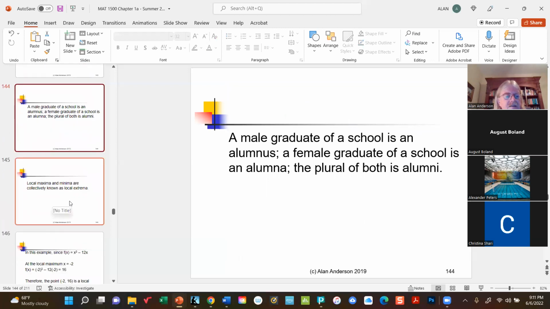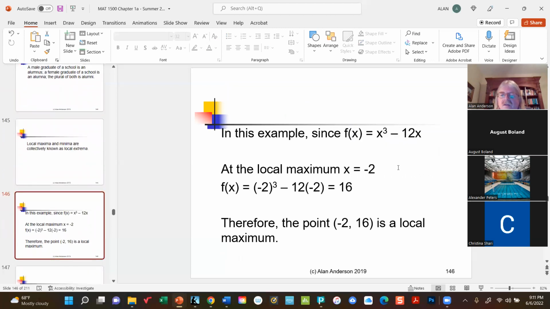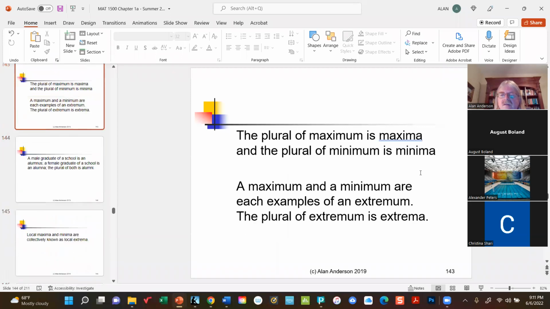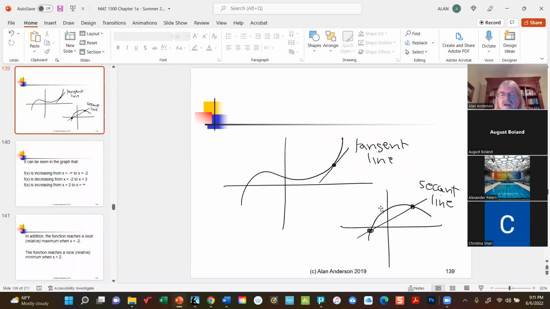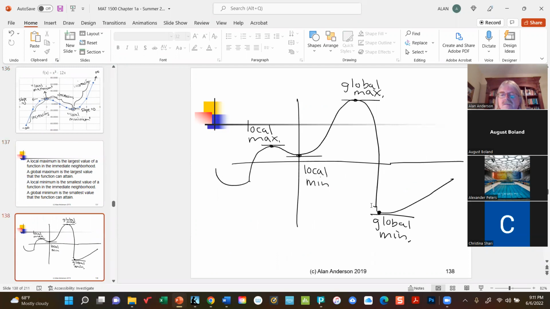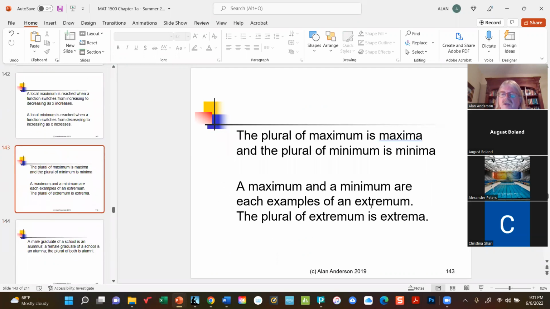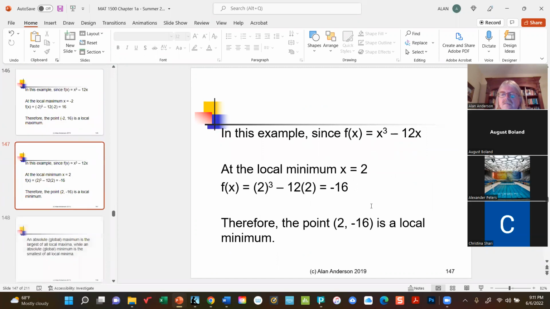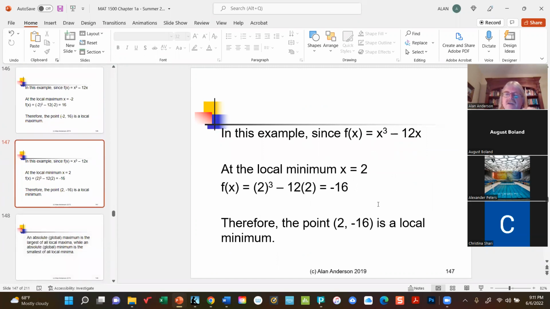All right, so like with this one, look at the pictures, you can see that you can identify this point. This is (-2, 16), as it turns out. This is (+2, -16), only because I plugged in the numbers to figure it out. So you can figure it out by first identifying the x value on the graph, and then plugging that into the function to come up with the y value. Okay.